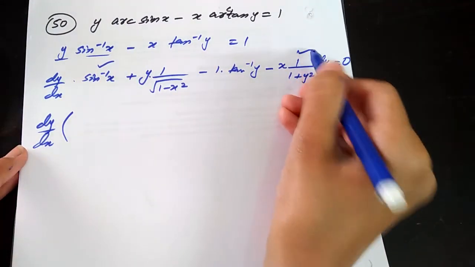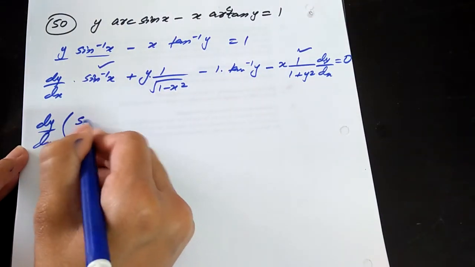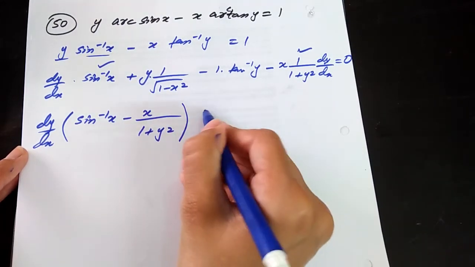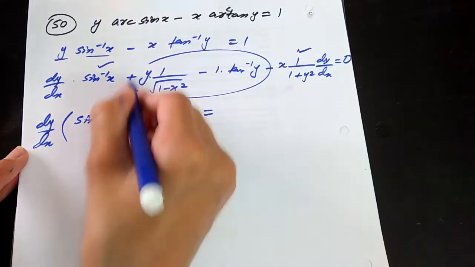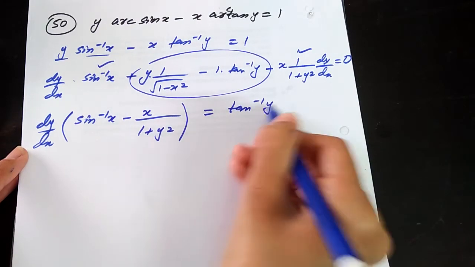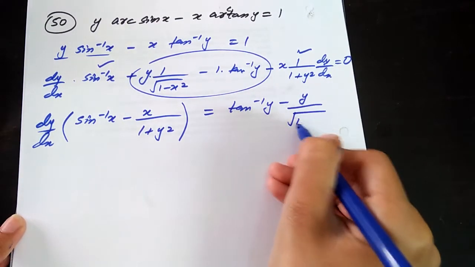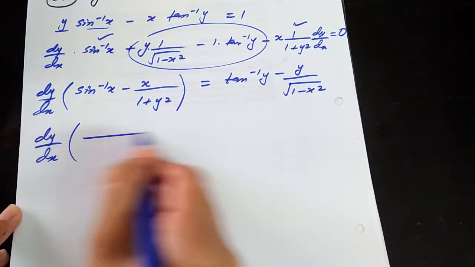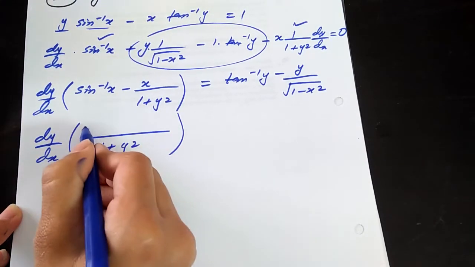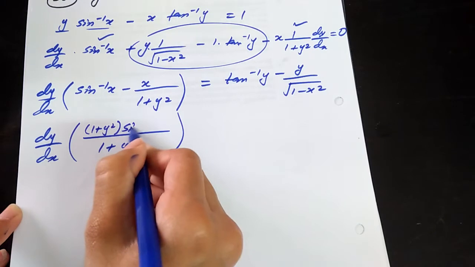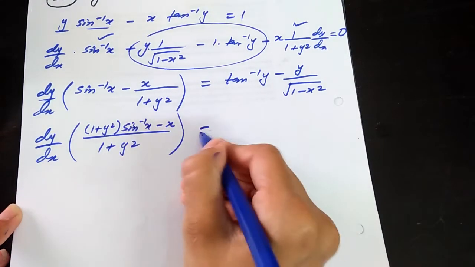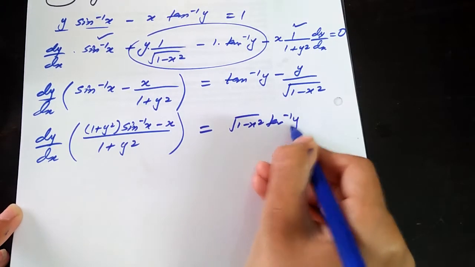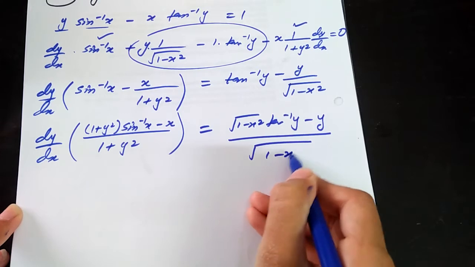This term and this term, I am taking dy by dx common from here, I will be left with sine inverse of x minus x over (1 plus y square) like this. Equals, move these two terms on the right side. We will be left with tangent inverse of y minus y over under root 1 minus x square. This can be written as dy by dx into (1 plus y square). This is (1 plus y square) into sine inverse of x minus x equals, this will become (1 minus x square) tangent inverse of y minus y over under root 1 minus x square.